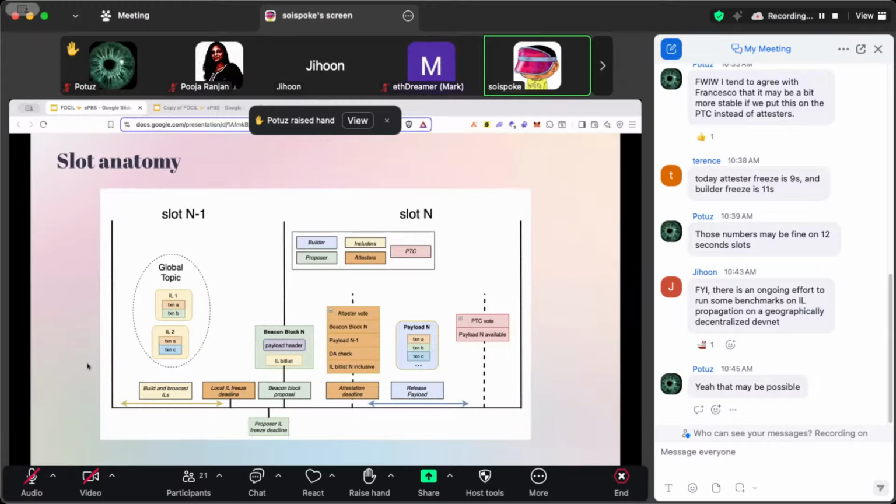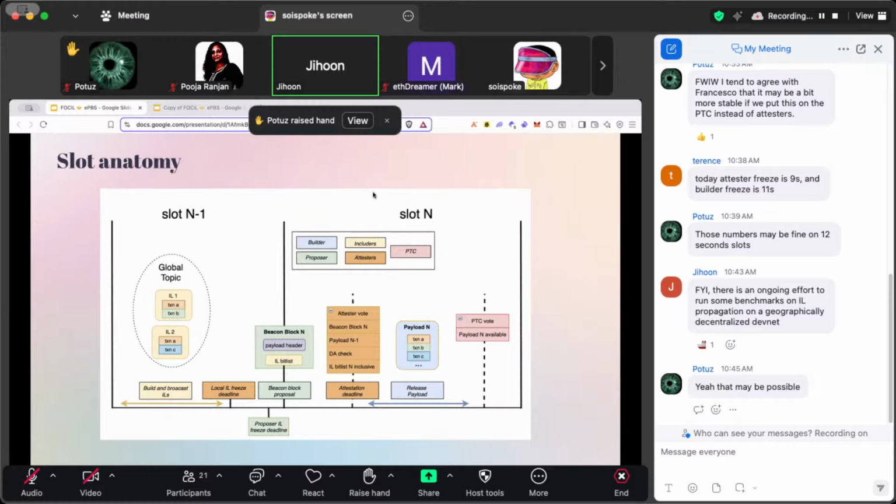But you had the second point, I think. Sorry. What I'm talking about is not the estimated IL broadcast time. I'm just talking about the timeline. I think it's better to say that the builder has 2 more seconds to gather ILs than the attesters.